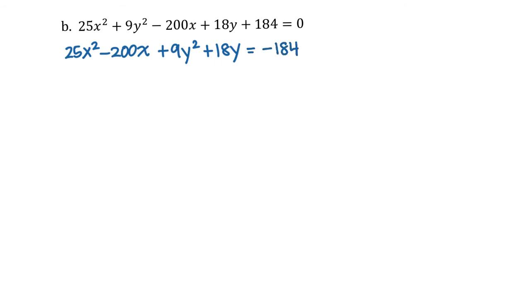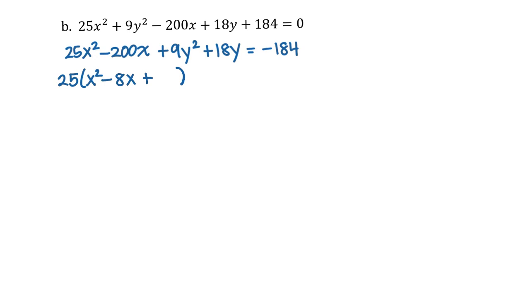Okay, now before I complete the square, I need to factor out the coefficient in front of the squared term. So for the 25x squared, I'm going to factor out a 25 minus. Make sure you factor the 25 out of the 200 as well. So 200 divided by 25 takes me down to 8x. And then I'm going to complete the square, but I'm going to come back to it in a second.